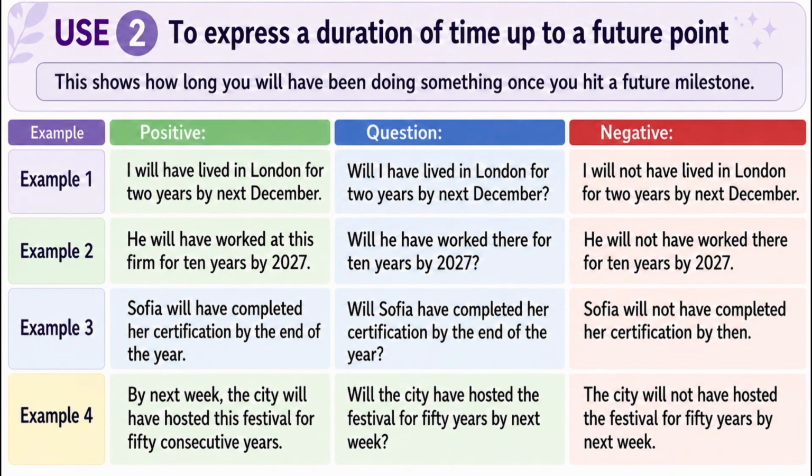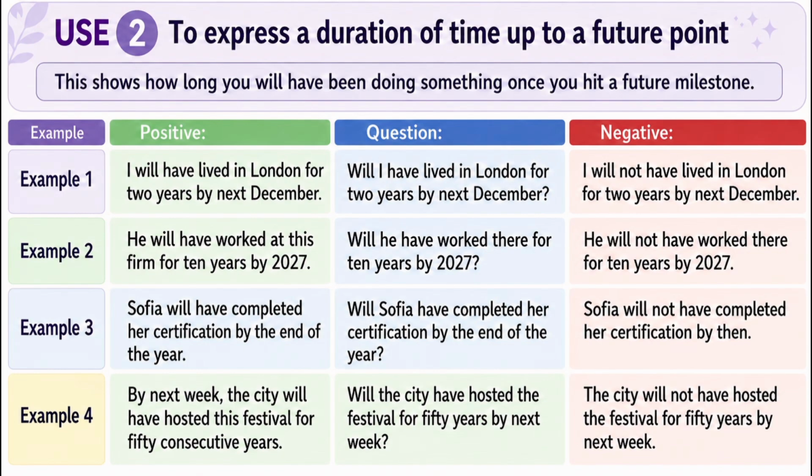Now let's understand the second use. We use the future perfect tense to express a duration of time up to a future point. In simple words, it shows how long something will have continued when we reach a particular future time. Look at the first example. "I will have lived in London for 2 years by next December." This means that by next December, the total duration of living in London will be 2 years.